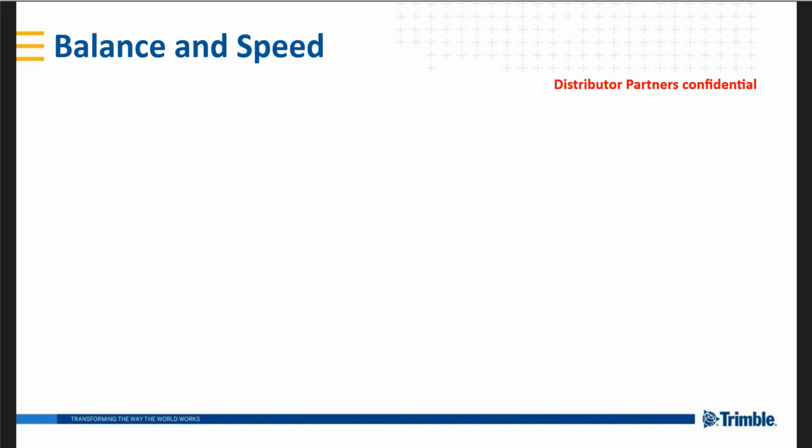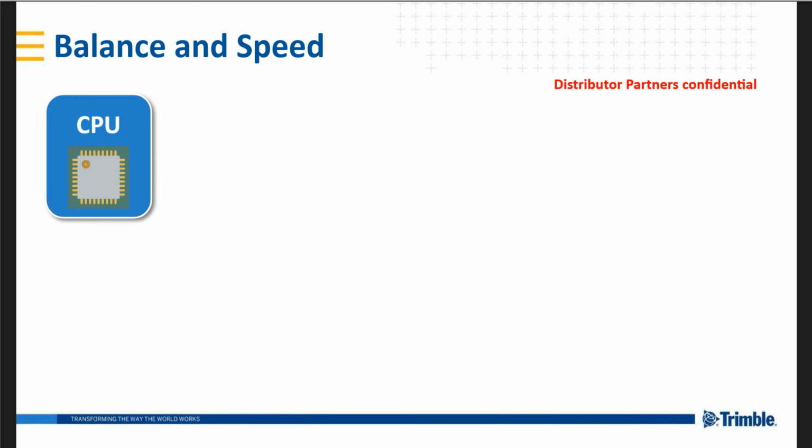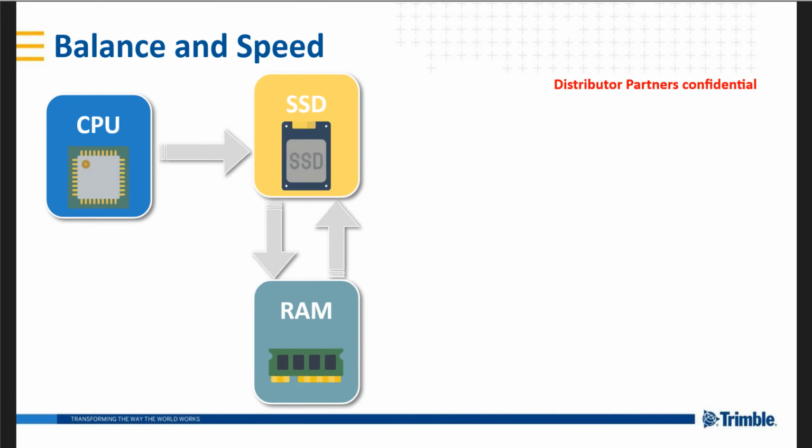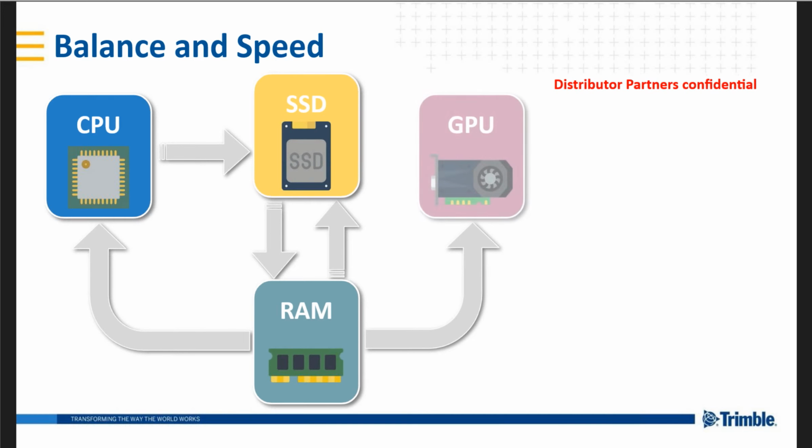Balance and speed. We need to understand how the communication works between the different parts. In that case, we have 4 parts working together. So let's start with the CPU. It's communicating with the hard drive, our solid state drive. On the other hand, we have the RAM, which is communicating with the SSD as well, and vice versa. And in addition, the RAM is also communicating with the CPU, on the left-hand side, as you see here on the slide. And from the RAM, we are also communicating with the graphic card, the GPU.